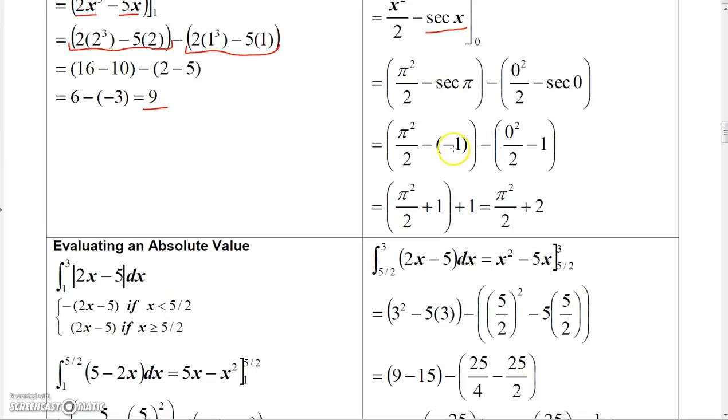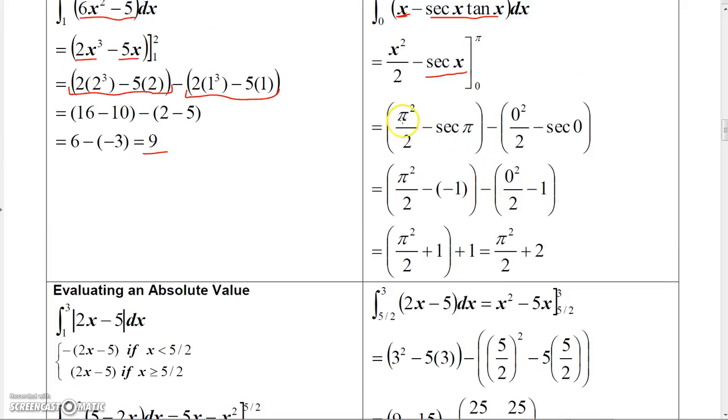Okay, well secant pi is negative 1 and secant 0 is positive 1. So I get pi squared over 2 minus negative 1, and then over here I get 0 minus 1. So I have pi squared over 2 plus 1 here, and then minus a negative 1 is plus 1, and the exact answer is pi squared over 2 plus 2, because 1 plus 1 is 2.